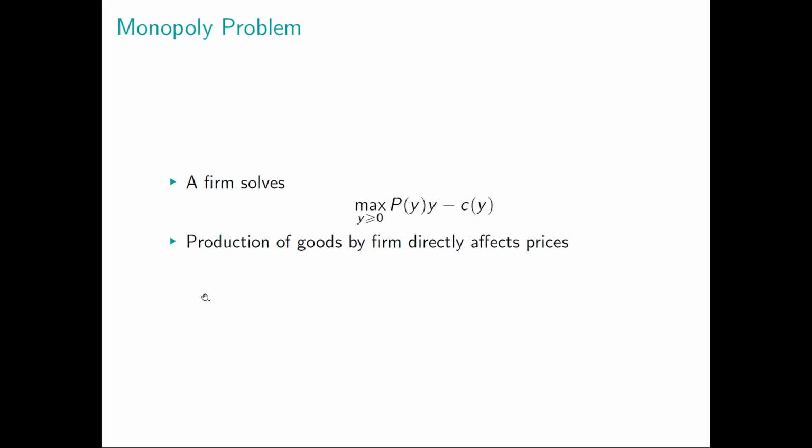Right, so for the monopoly problem then, a firm is going to solve the following. So they're going to maximize their profit, but here the price is a function of how much that they produce. So again, we're assuming that however much is produced is going to get consumed according to the demand function, which is encoded here in the inverse demand function. And production of goods here will directly affect the equilibrium prices.